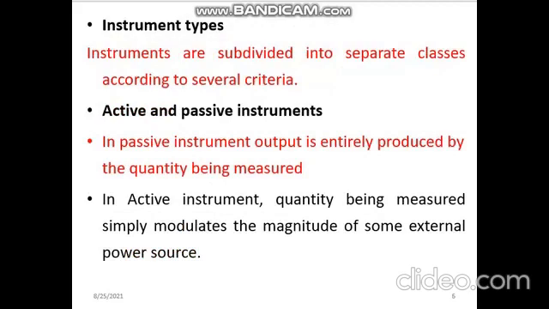Now, instruments are divided into different classes according to several criteria. The first class is active and passive instruments. In a passive instrument, the actual indication of the reading we see is produced by the actual quantity we are measuring. But in an active measuring instrument, what we see at the output is not exactly what is detected by the sensor from the parameter we want to measure; rather, the parameter being measured is used to change something in the circuit, and then a corresponding output is produced.